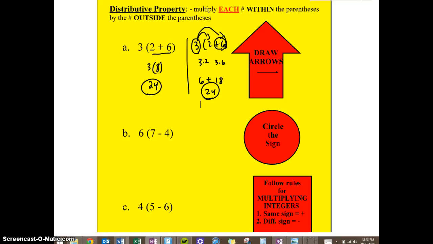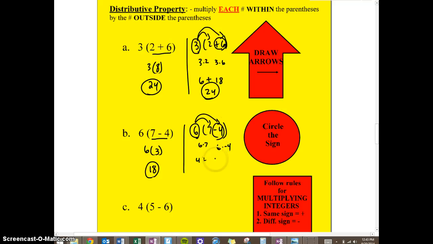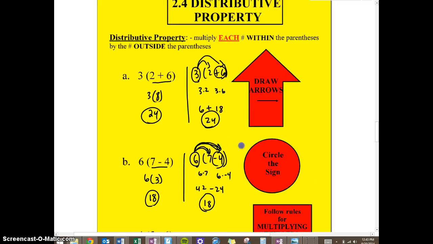Now let's take a look at B. Again, you could say 7 minus 4 is 3. Bring down the 6. 6 times 3 is 18. If I told you to use the distributive property, this is what you would do. You would say, well, 6 times 7 is 42. You would say 6 times negative 4 is negative 24. And so you'd have 42 minus 24, which is 18. And that's it. Again, we take the 6 and we distribute it to the 7. We take the 6 and distribute it to the negative 4.